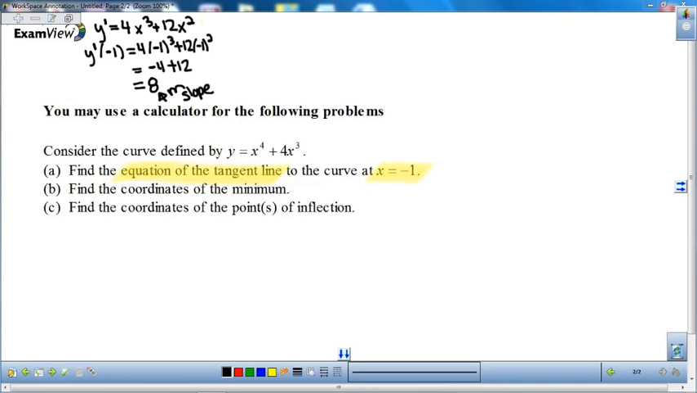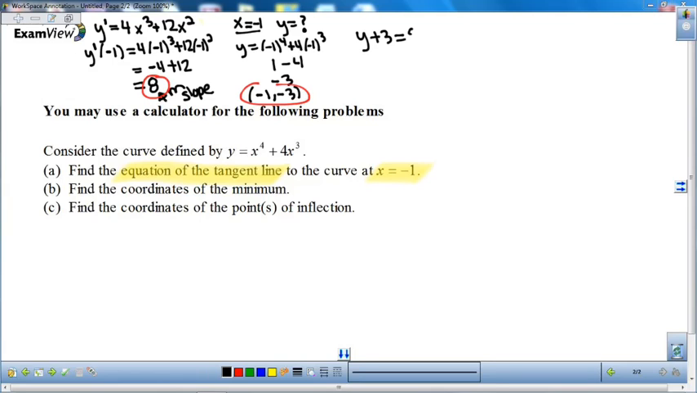So the second thing I need to do is find a coordinate. So I need to find my y value. So I'm going to substitute the x into my original equation to find my y value. So I'm going to have 1 minus 4, which is -3. So now I have a point and a slope. So I'm going to write this in point-slope form, and I'm going to keep it in point-slope form. So here's my equation of my tangent line.